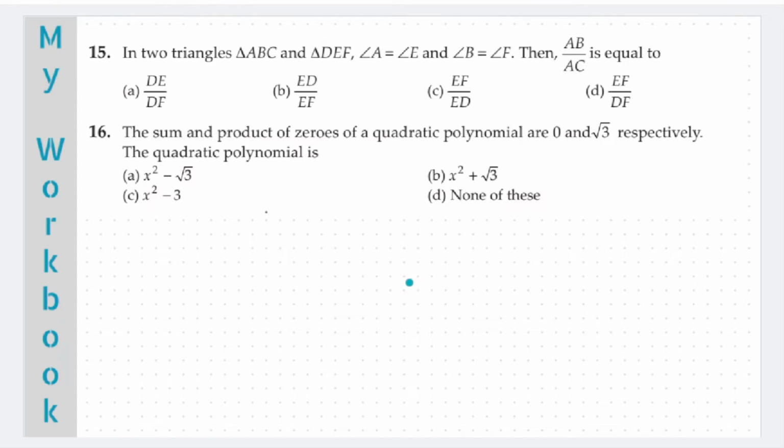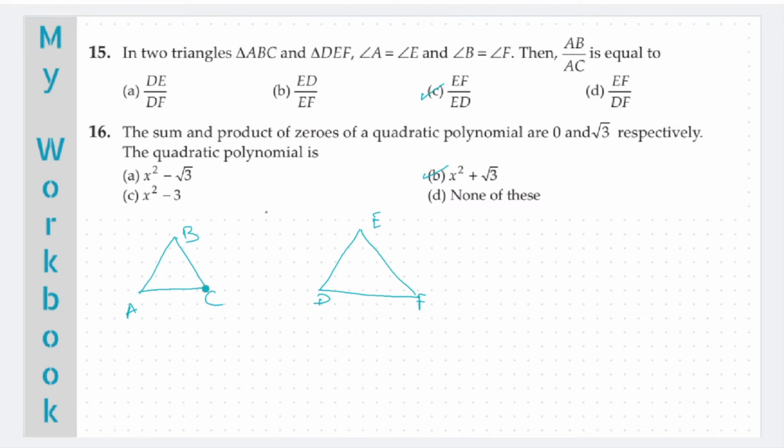For question 15, the correct answer is option C, EF by ED. And for question 16, the correct answer is option B, x square plus root 3. So let's solve question number 15 first. There are two triangles ABC and DEF. Let's just have a rough diagram. ABC and DEF.